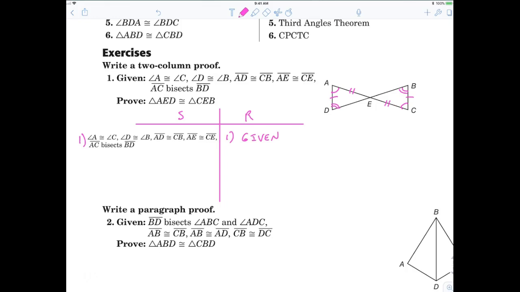All right. Now, the next step, step number two, we said that DE is congruent to EB, and that was definition of bisect. All right, then you mark that appropriately.